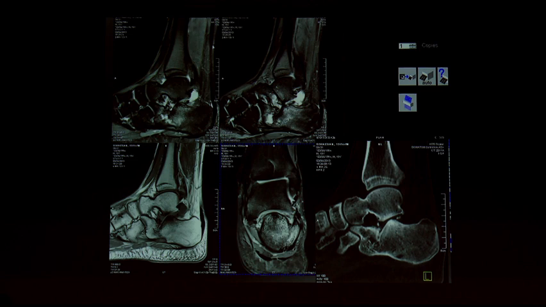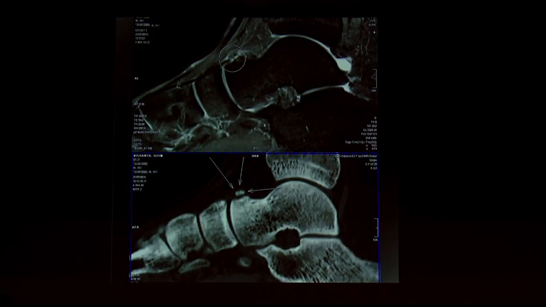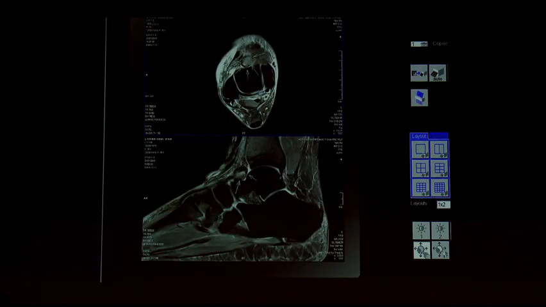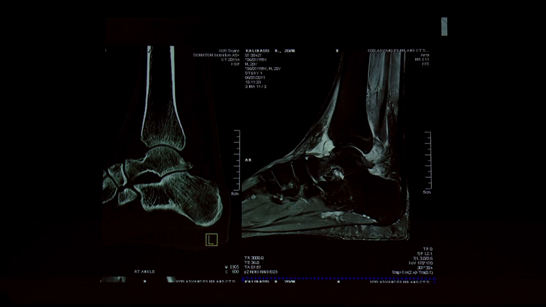Three important structures: interosseous ligament, cervical ligament, and multiple neural fibers within the fat. Whenever it is damaged by fractures, it will go for continuous pain because of neural irritation. Anterior impingement may be because of osteophyte or because of synovial lesions. Posterior impingement will be commonly seen with os trigonum.